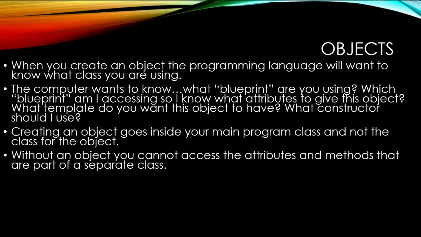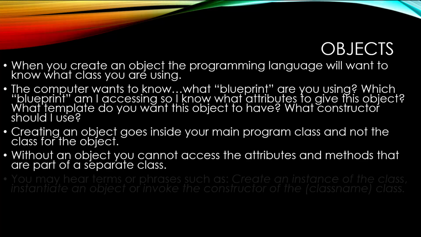Now, without an object, you're not going to be able to access those attributes. Those attributes are tied to an object. They are not like global variables. You want to access those methods in the class? You have to do that with an object.